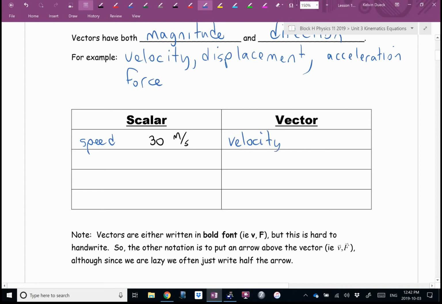Thank you. I know my audience. You want an example of a velocity? 30 meters per second south.